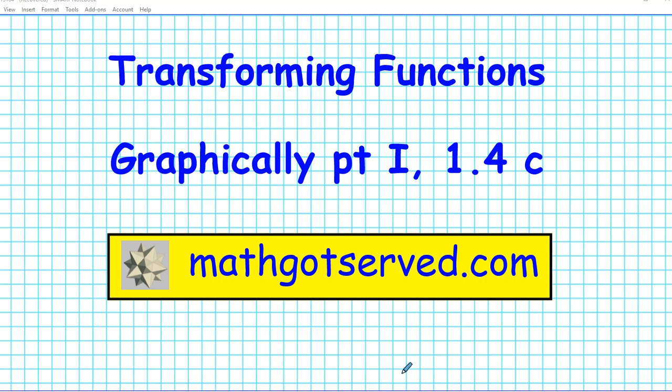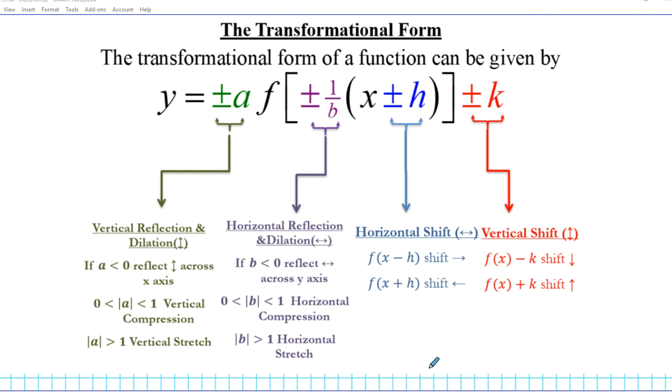In this clip we're going to be going over how to transform functions graphically. Before we get started, let's take a look at the formula that's going to be guiding our graphing process, which is known as the transformational form for functions. The transformational form for functions is given by y equals plus or minus a function of plus or minus 1 over b, x plus or minus h, plus or minus k.